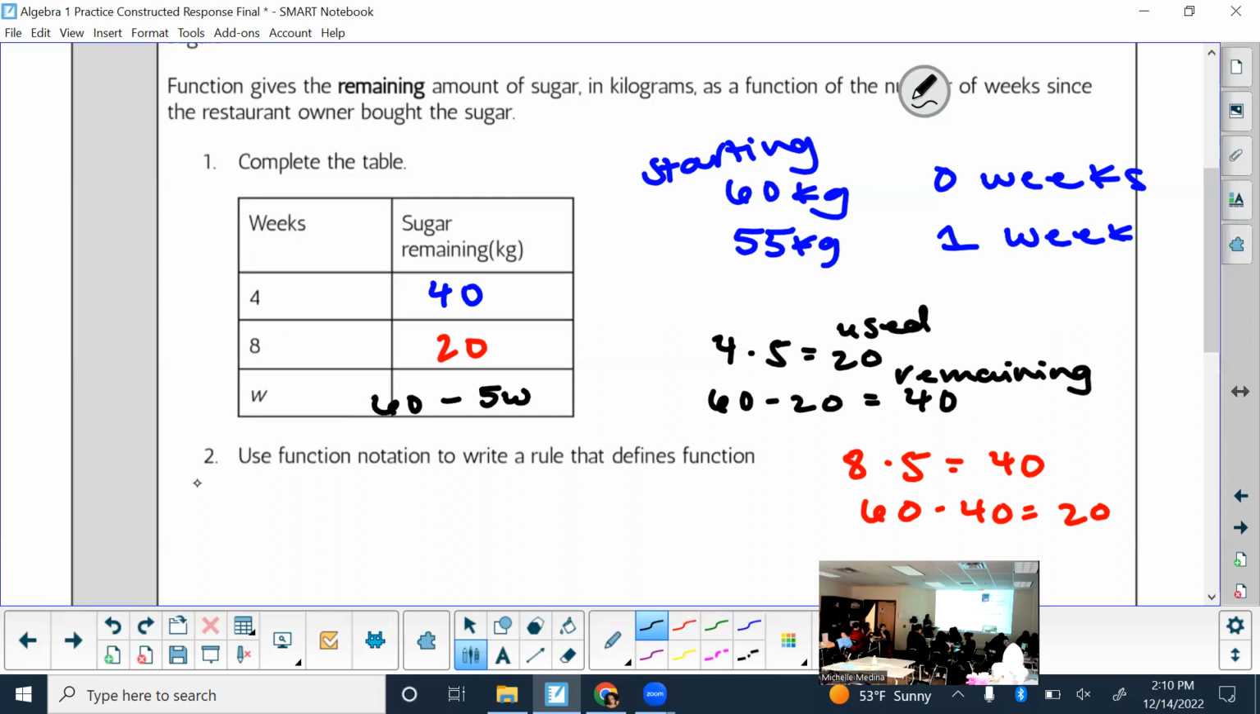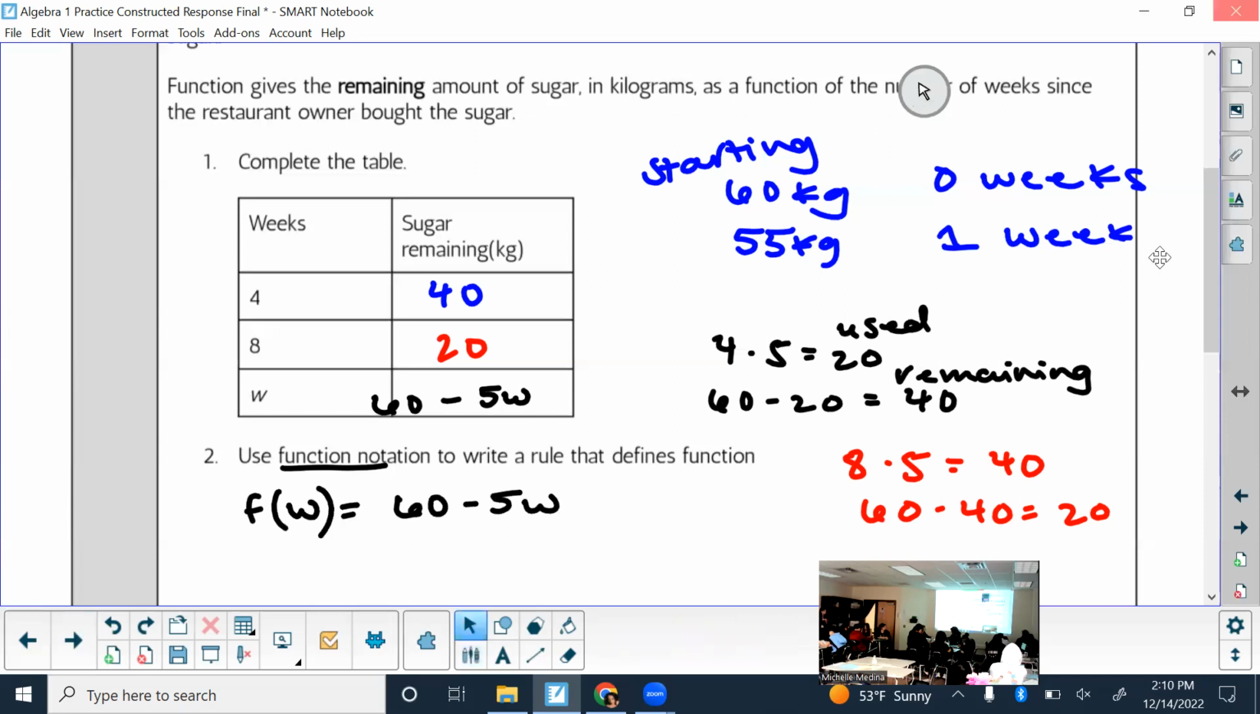What does function notation have to have? Normally f of x. This time the input is w. So maybe use f of w. And then what rule defines this function? 60 minus 5w. Because then I should be able to plug in any number of weeks and get an output. Isn't that what we did? Yeah. So that's the function notation of it.